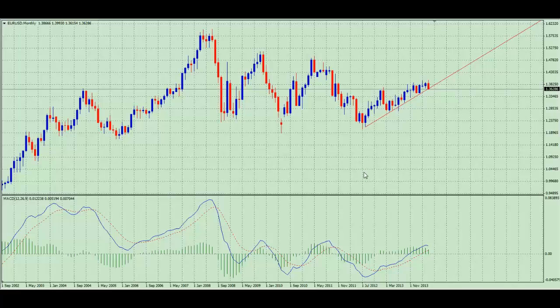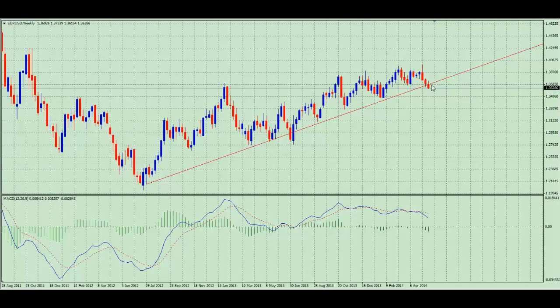If we go down into the weekly chart, we can see very quickly that last week's performance has broken below this trend line, and price has formed a double top on the weekly chart, and price has actually broken the neckline of that double top.